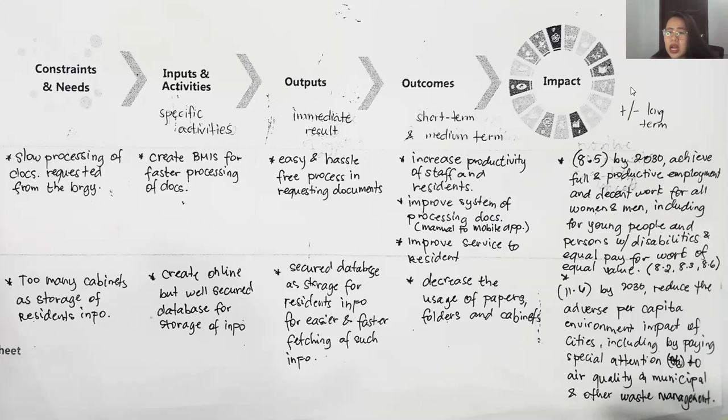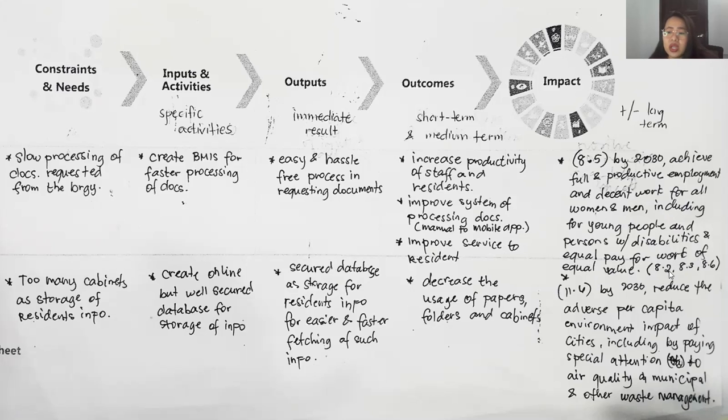So their long-term, which is the impact, the end goal, is the SDG. If you can see the number here, 8.5, hindi yan score. Yan yung indicator na kinuha, na they painstakingly read through the PDF that I sent you. So ito yung napili nila: by 2030, achieve full and productive employment and decent work for all women and men, including for young people and persons with disabilities, and equal pay for work of equal value.